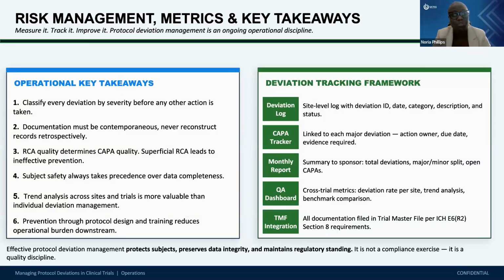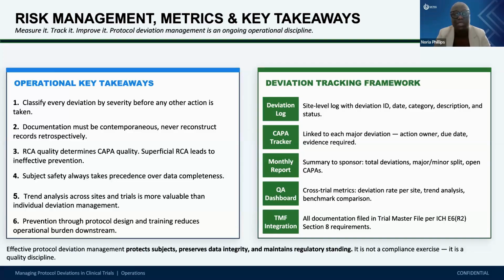Operational key takeaways. We should classify every deviation by severity before any other action is taken. As I mentioned, severity, highly important. Documentation must be contemporaneous. Never reconstruct records retrospectively because you will miss the key information that should be there. Once a deviation happens, it is important that it is documented immediately because you get the fresh facts, and that will also help to manage the root cause analysis afterwards. RCA quality determines CAPA quality. Superficial RCAs lead to ineffective prevention. So let's please take note of that.